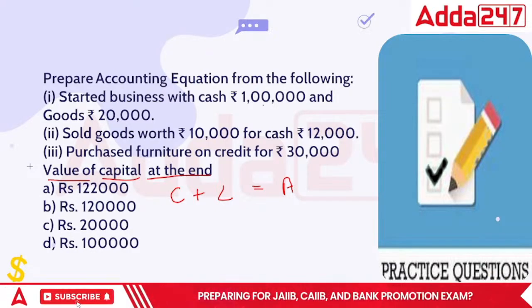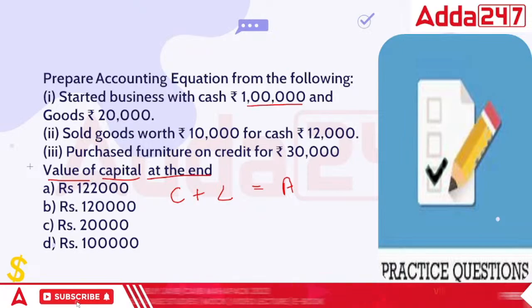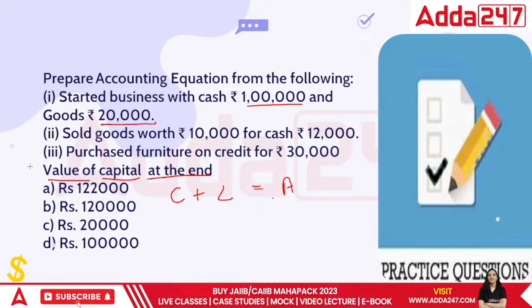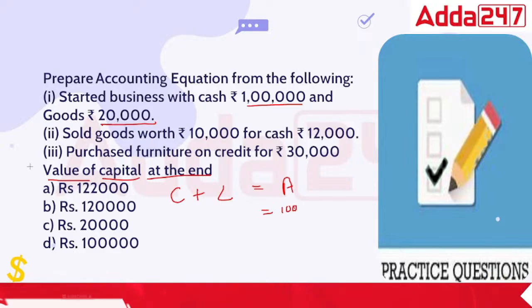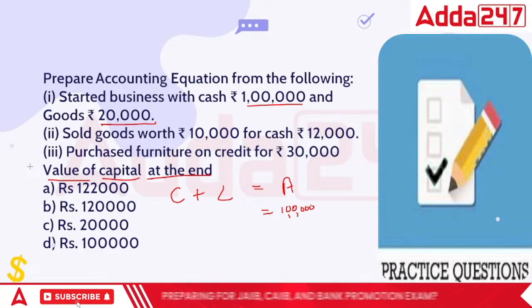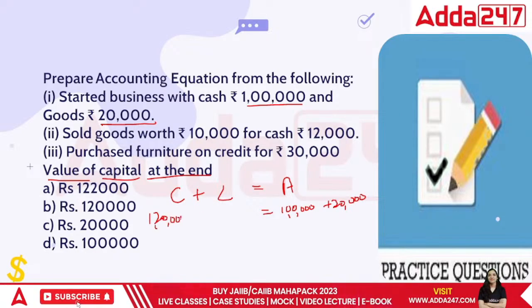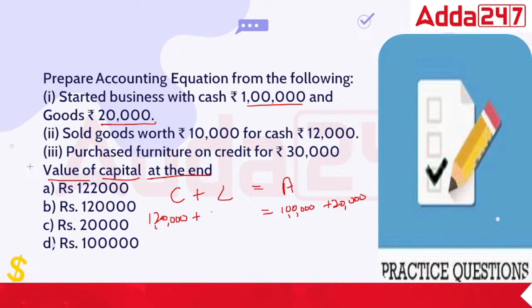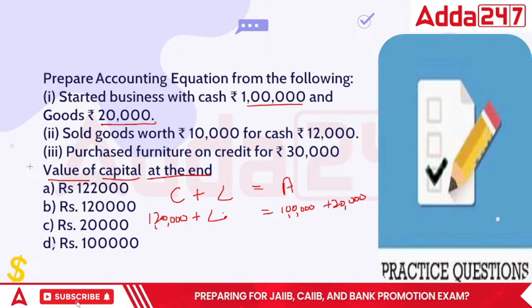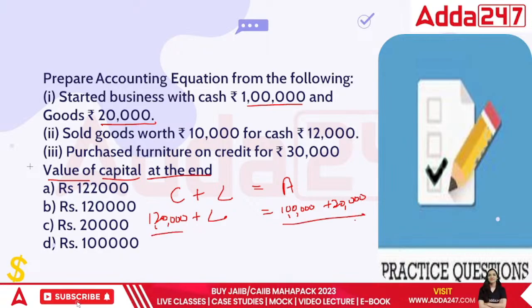We started a business with 1 lakh rupees in cash and 20,000 in goods. So technically, I've got two kinds of assets, 1 lakh and 20,000. Now, if nothing is stated, that means the entire 1 lakh 20 is basically put from my pocket, isn't it? There is no liability yet. So right now, the liability side and asset side are equal.